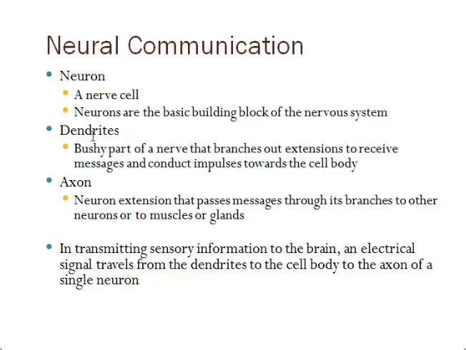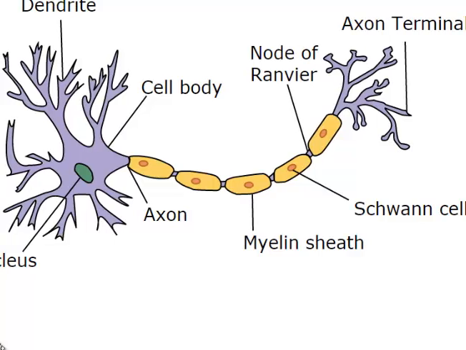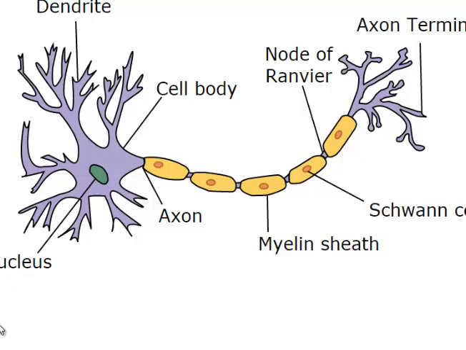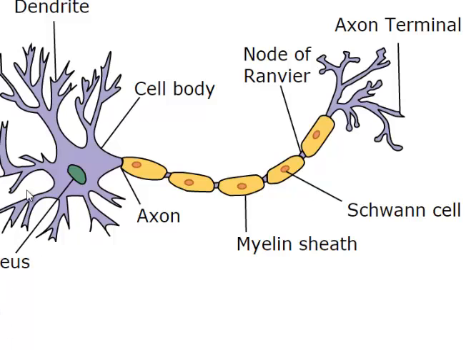The dendrites are the bushy part of the nerve that branches out to receive messages, and the axons are the extensions. Let me give you a drawing here. Okay, this is essentially what a neuron looks like. It looks kind of like a regular cell, except that it's more frazzly on the edges, if you will. This is the nucleus, the green thing in the middle over there. Every cell's got a nucleus in the middle. And you've got the cell body, which is over here.